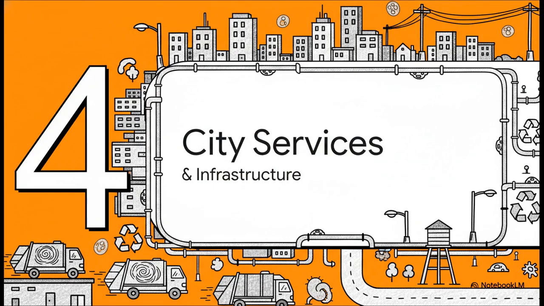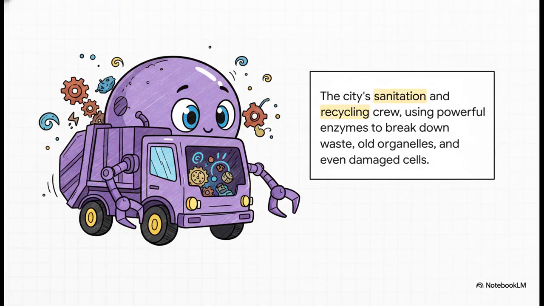Okay, a city this busy and this productive, it's going to create a lot of waste, and it needs really solid infrastructure to keep from just collapsing. So let's take a look at the essential city services that keep this whole metropolis running smoothly. First up, we've got the sanitation and recycling department, the lysosomes. Think of these as little sacs filled with really powerful digestive enzymes. They're the cleanup crew. They go around breaking down cellular garbage, recycling old and worn-out parts, and can even trigger the complete demolition of the cell if it's beyond repair.